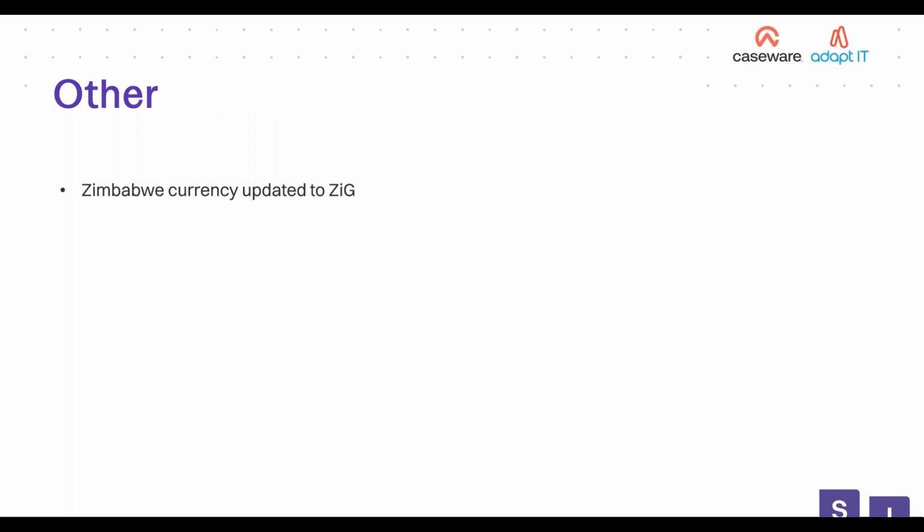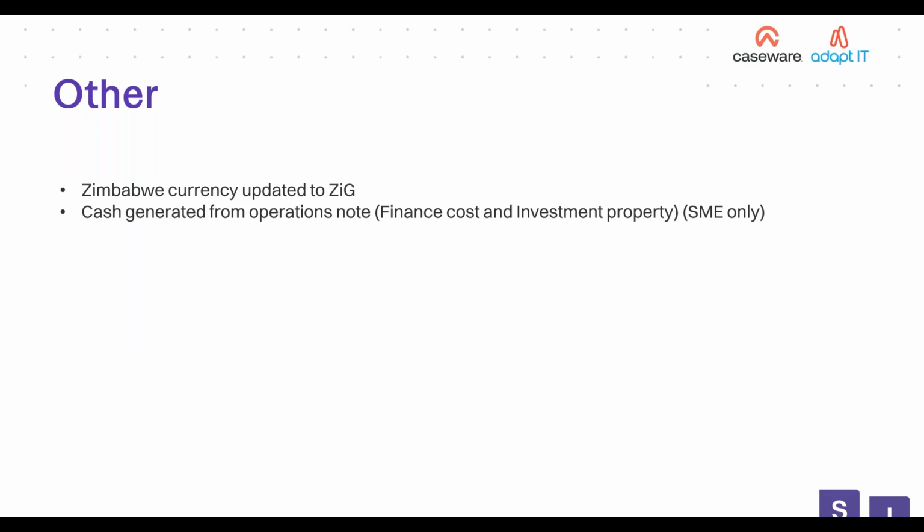Then some other changes. The Zimbabwe currency will change to Zimbabwe Gold, so we've updated that to ZiG. Then the cash generated from operations note, this is only in the SME template. If you wanted to right-click properties on the finance cost and investment properties note, the description didn't retain. So we have fixed that.